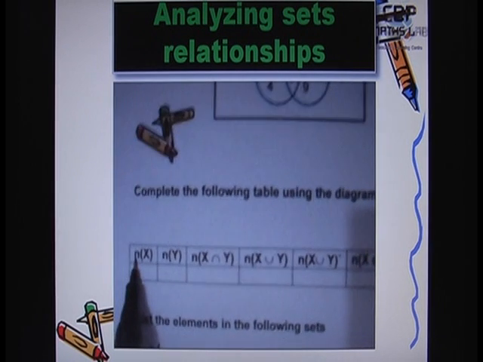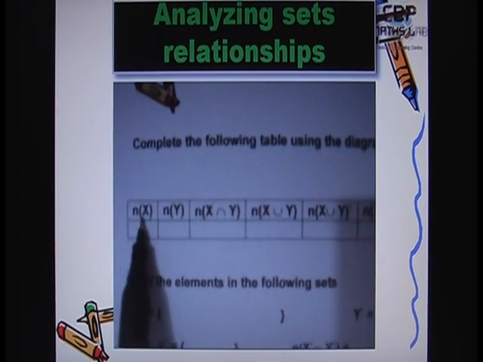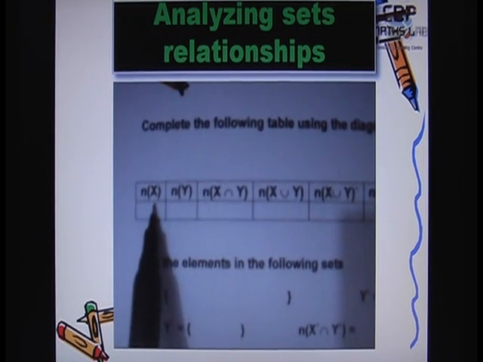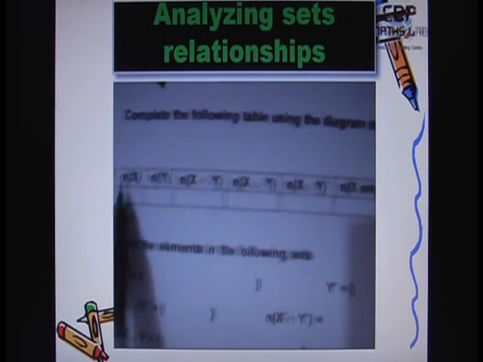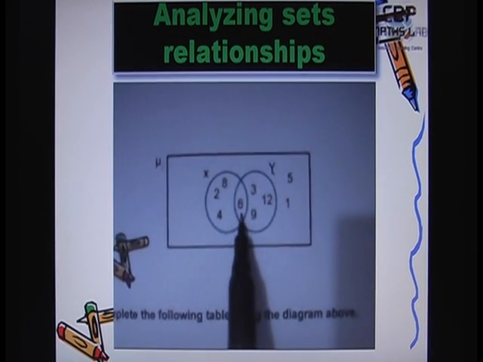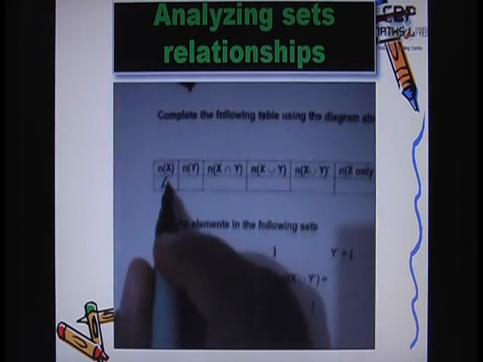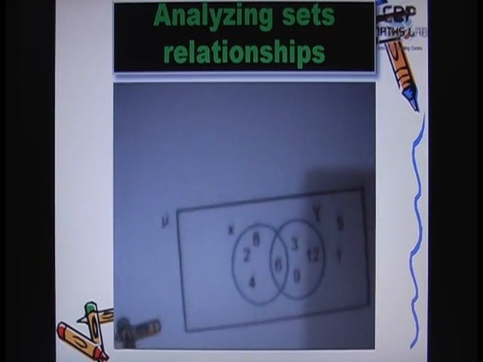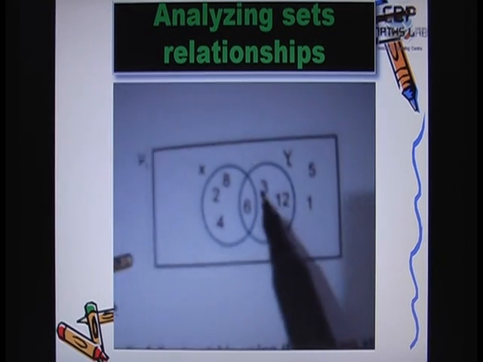Now, if you remember what this meant, this n with a capital letter in between brackets suggests you're going to tell the number of elements in set X. So you have X right there. So the number of elements in set X, let's count. So you have 1, 2, 3, and what? 4. So there are 4 elements in set X. So we write 4 right there. Did you get that one right? I hope so. Okay. Now, in set Y, we can count another 4.